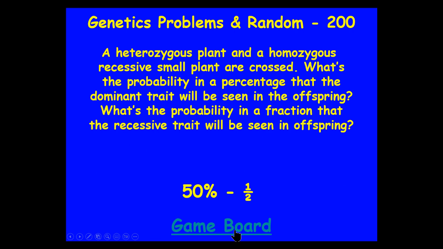So I'm using the previous solution and just simply changing. Give me 1 second. My Elmo's not cooperating. Come on now. There we go.